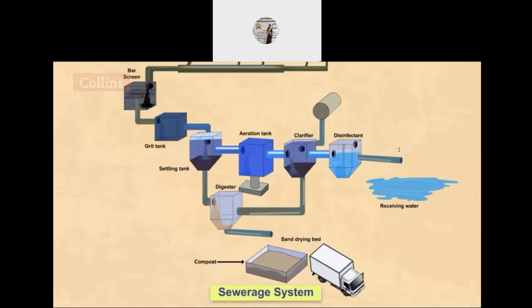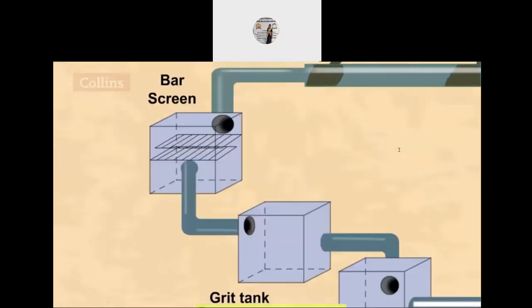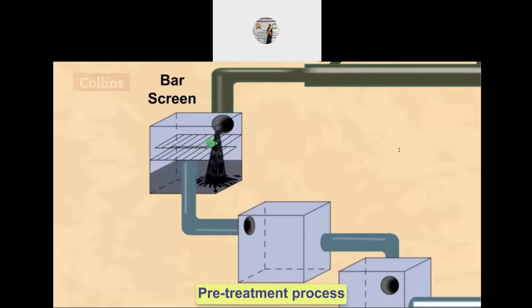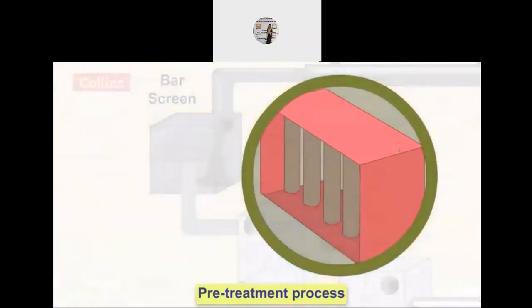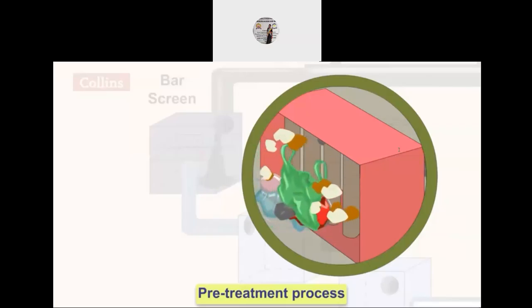Wastewater is treated to remove the physical, chemical, and biological contaminants present in it through various processes. The pre-treatment process involves the sewage being sent through grids or vertical bars that can remove large solid substances like metal cans, paper, and plastic materials.